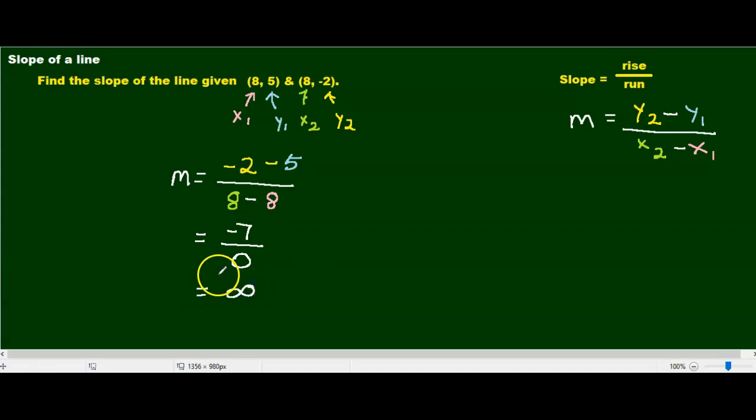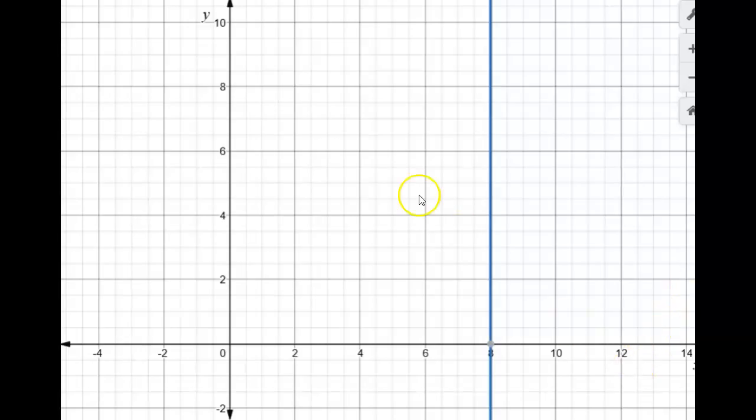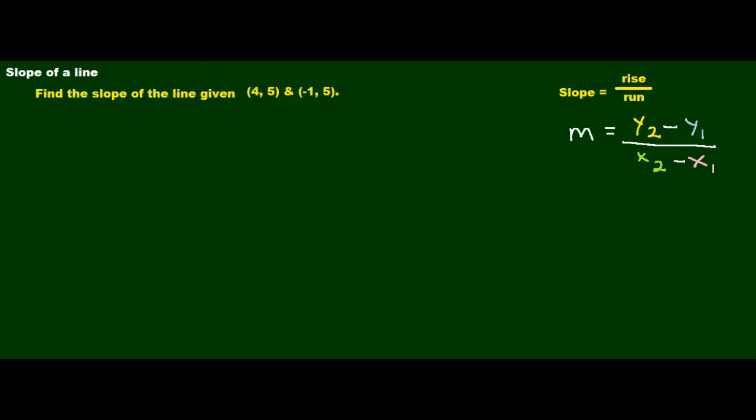But anything that is divided by 0 is undefined. So what does that look like on a graph? On the graph, an undefined line is actually a vertical line, as shown. In this case, this is what the graph would have looked like for the points that ran through 8, 5, which is that point there, and 8, -2, which is somewhere there. So this would be the line that passes through those 2 points with an undefined slope.